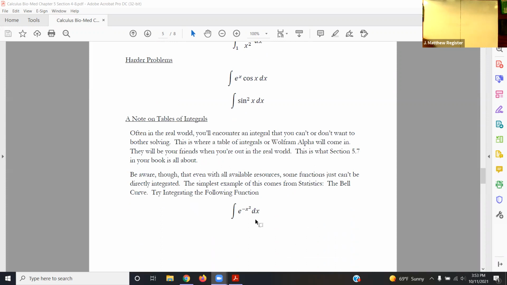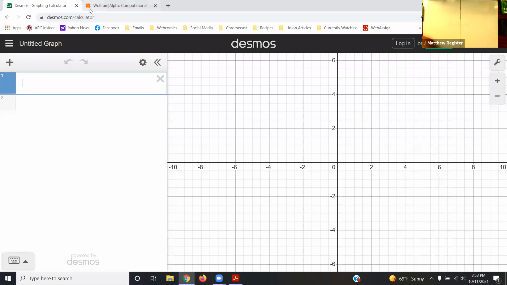Be aware, not everything can be integrated. We already talked about that. But if you are trying to integrate using a table of integrals, that means that you're trying to do it in the real world and you're just trying to find the answer. If you're just trying to find the answer, just go to Wolfram Alpha. Wolfram Alpha is a very good tool for doing that type of stuff.